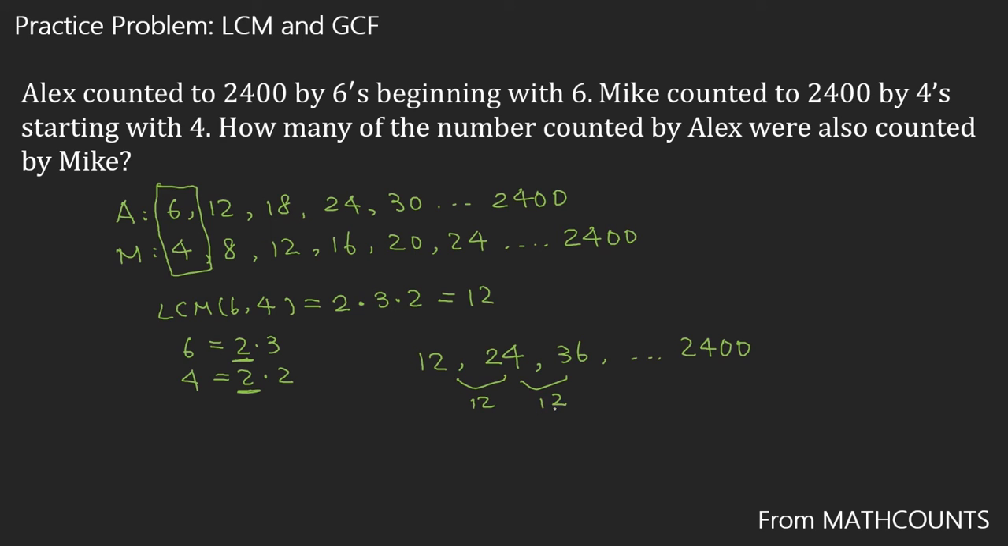And how many numbers are in this sequence? That is 2,400 divided by 12, and this equals 200. So there are a total of 200 numbers that will be counted by both Alex and Mike.